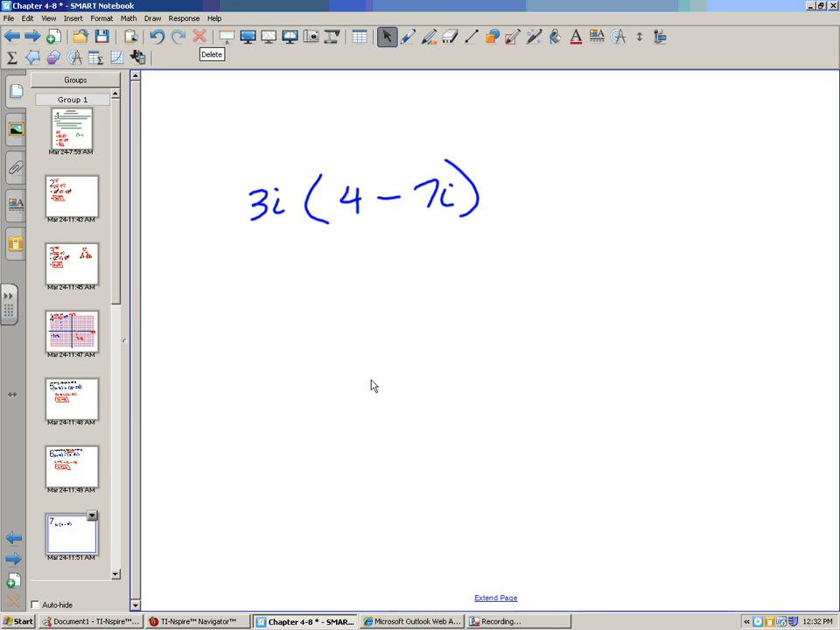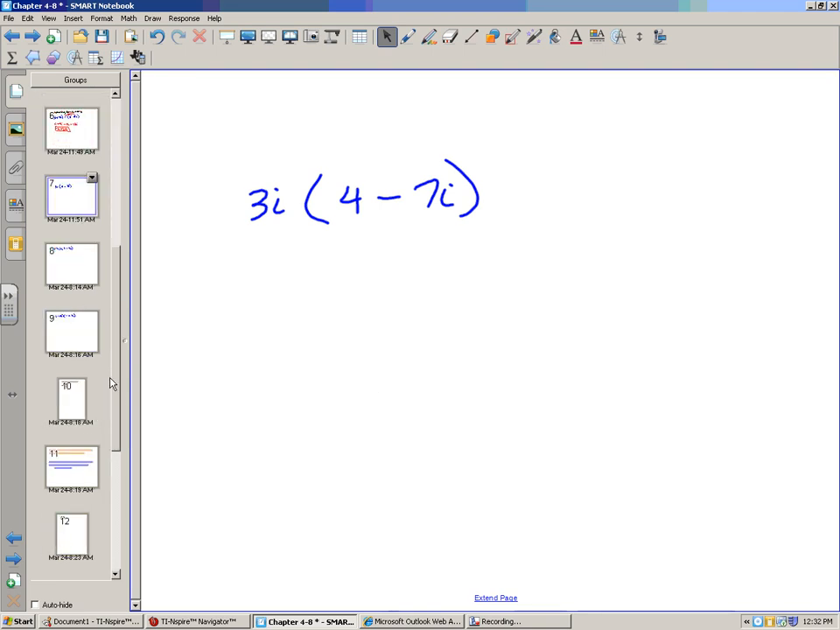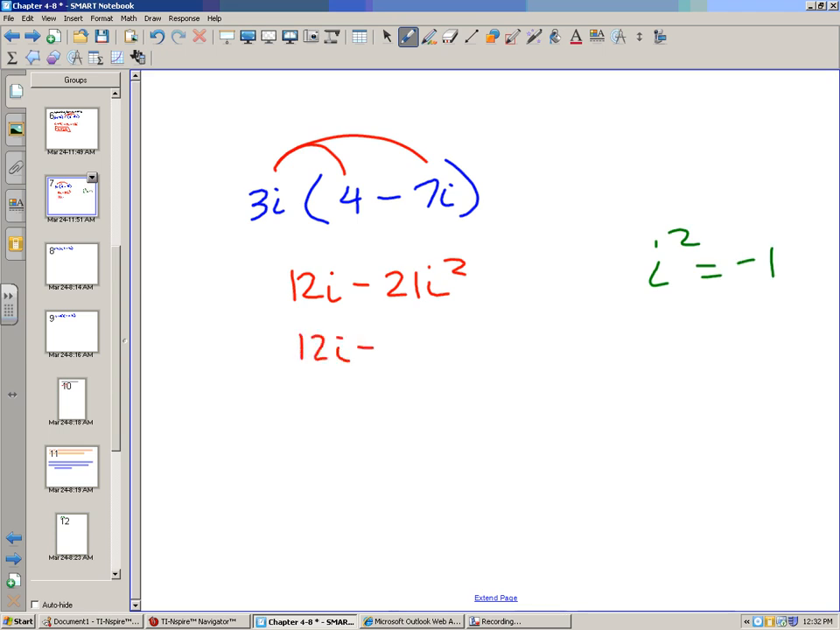Now, I'm multiplying by an imaginary number. So what do I do? Distribute. 3i times 4, 12i. 3i times 7i. And what is i squared equal to? -1, so I plug in -1 for i squared, to give you 12i plus 21. Now, is that the form that I like it to be in? I like it to be in a plus bi form, so this is 21 plus 12i.